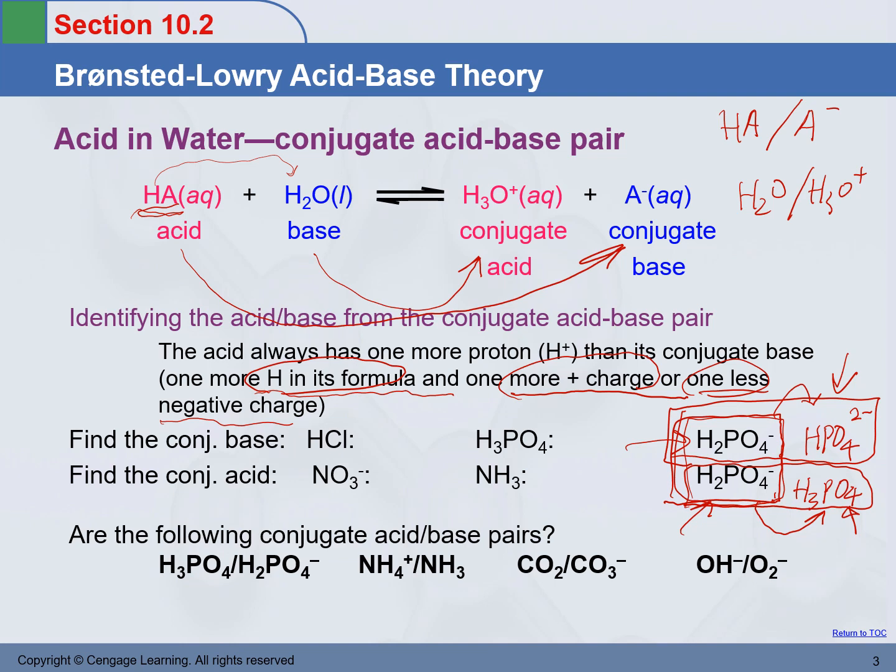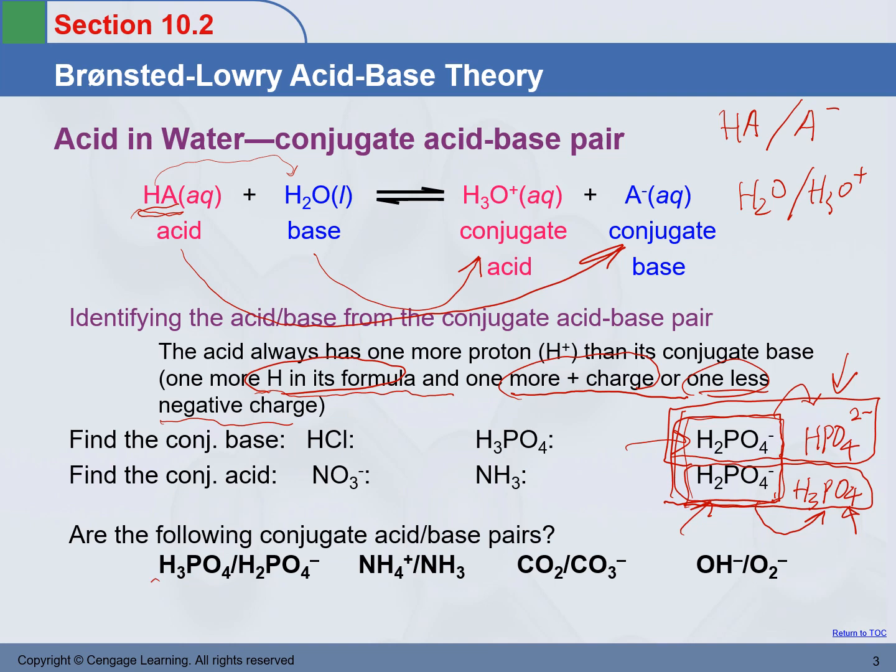Are the following conjugate acid-base pairs? So we have 1, 2, 3, 4 pairs. They're asking you, are these pairs conjugate acid and base? Check them. If they differ by one H in its formula and by one charge, the one with one more H should have one more positive charge.